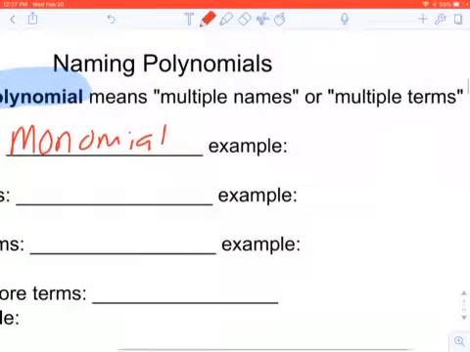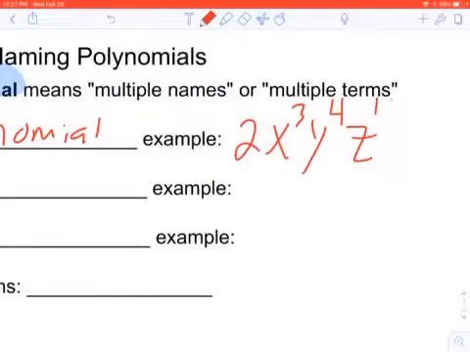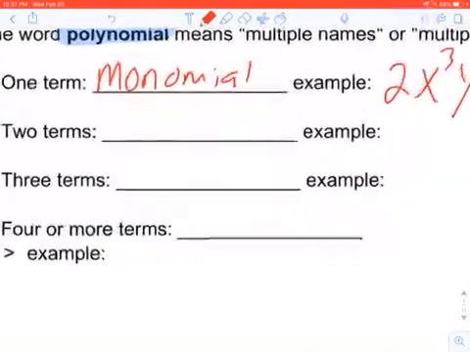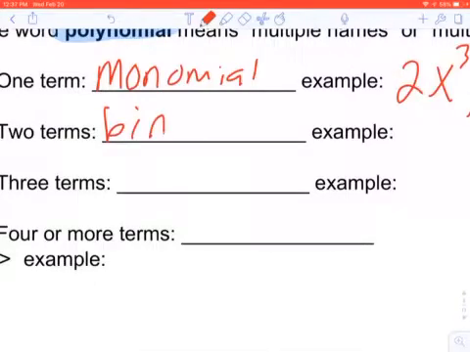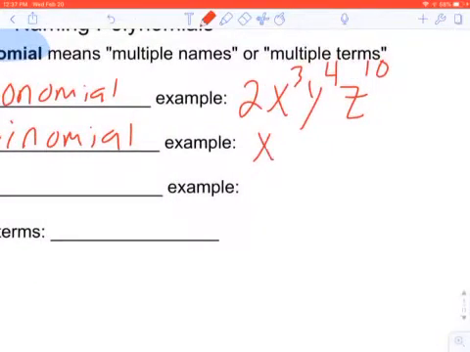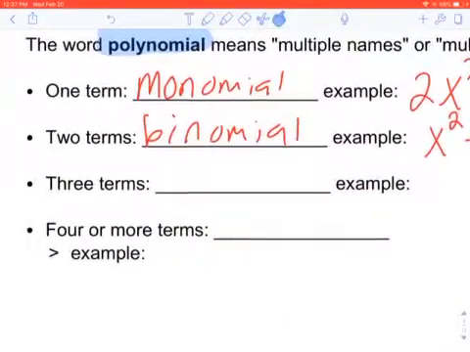An example of that, you can give yourself, again, this could have as many variables in it as you want, as long as they are all multiplied together. So 2x to the third, y to the fourth, z to the 10th would be a monomial. Two terms, 2 is bi, so this is a binomial. An example of a binomial could simply be x squared minus 16, which is something that you had to factor on your test that you just took.